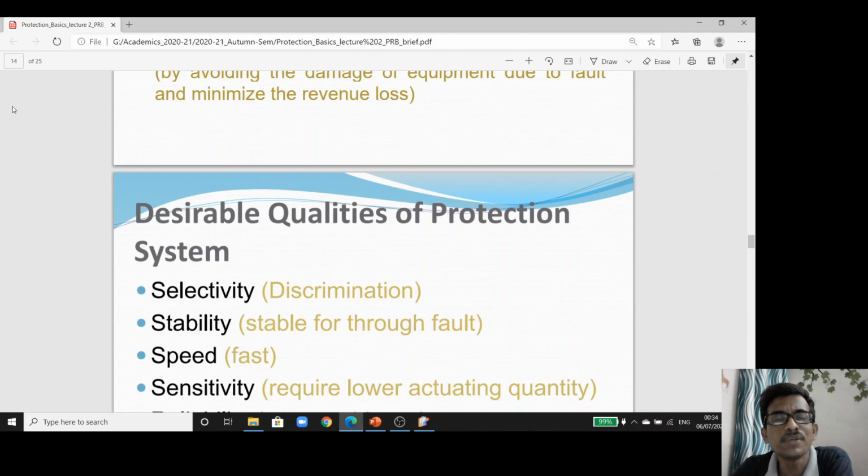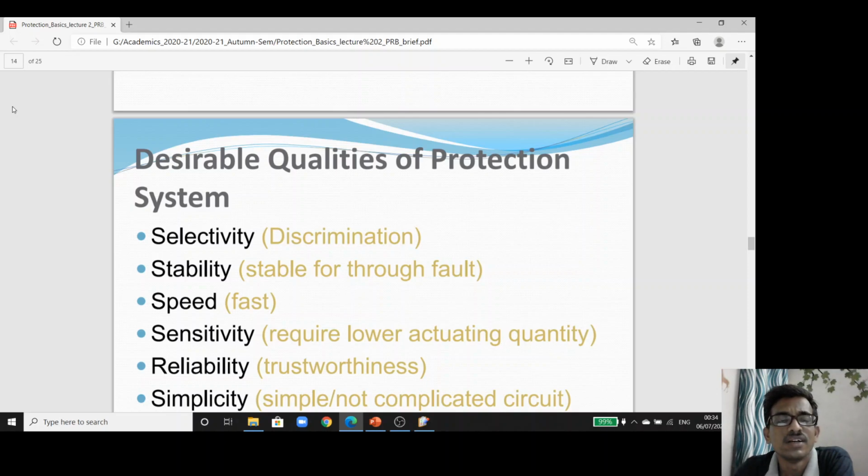The next, fifth desirable quality is reliability. When there is normal operation of the power system, we expect our protection system to remain idle. But when something goes wrong and an abnormal situation occurs, we expect our protection system to get activated, and it must activate. So under fault, our protection system must activate, and the protection system made for that particular protection zone should operate and give the signal accordingly. This trustworthiness of our protection system is what we call reliability. So whenever a fault occurs, that protection system must operate.